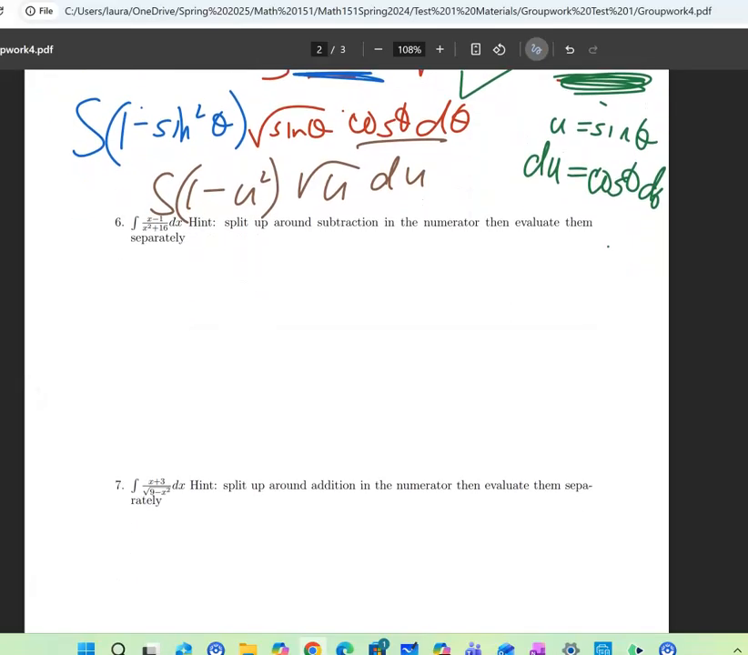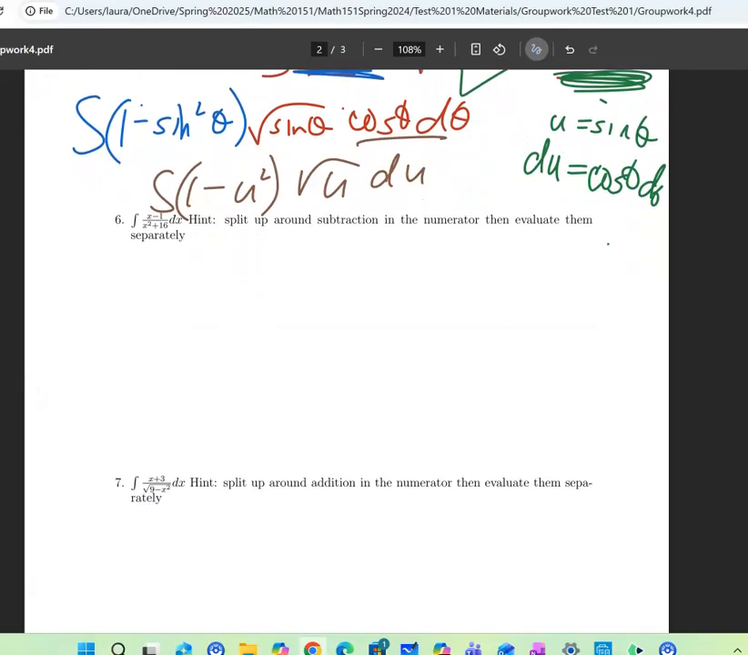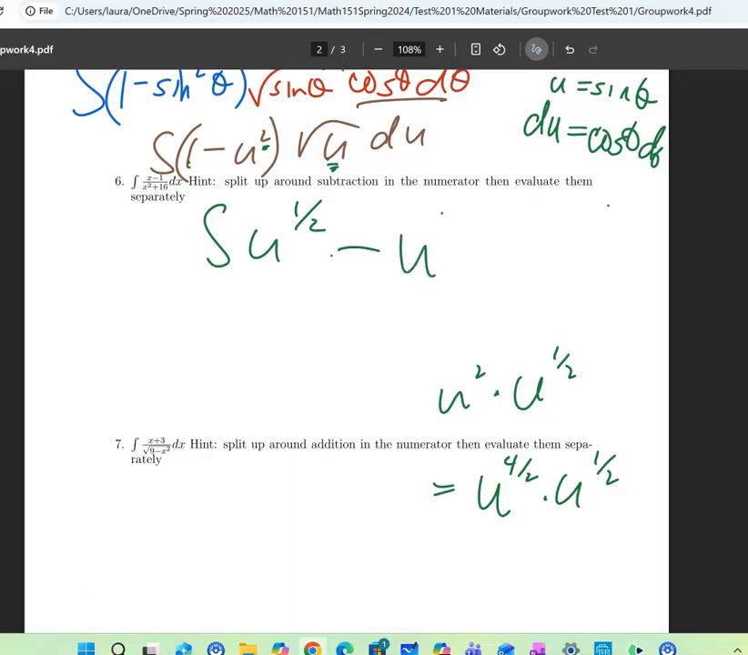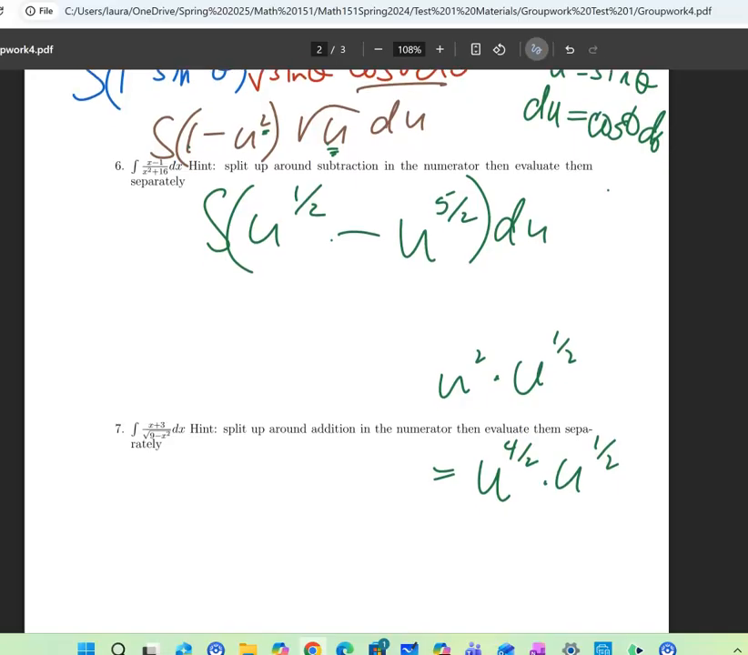Now be really careful in multiplying out. So when I multiply 1 times this, I'm going to write it as the exponent that it is, because that's how we have to deal with it, right? Add 1 to the exponent to integrate it. So minus u squared times u to the 1/2. You add the exponents, right? So that's u to the 4/2, u to the 1/2. So that gives me u to the 5/2 because I add the exponents.